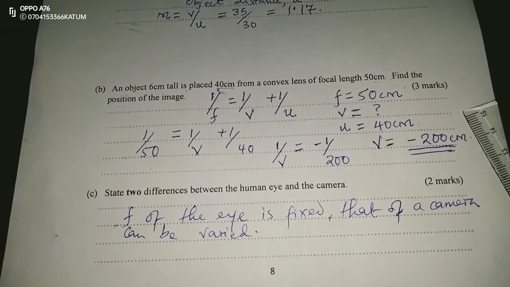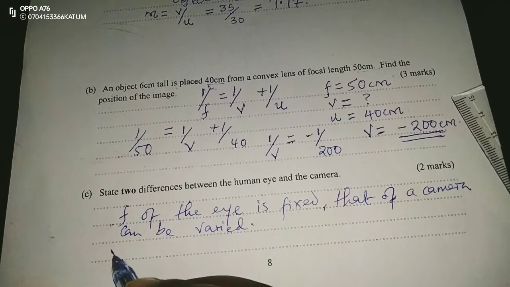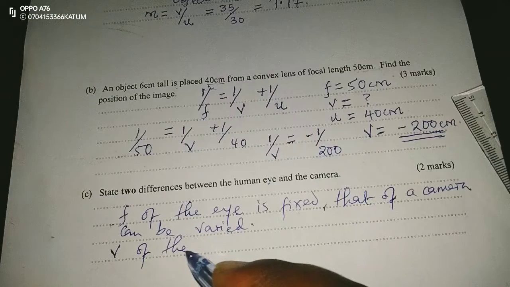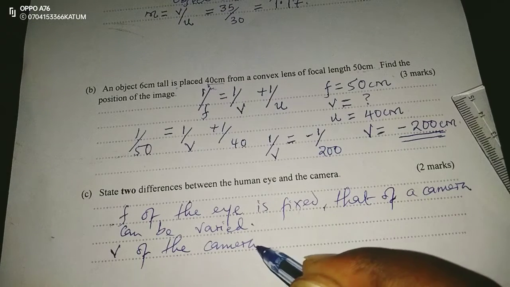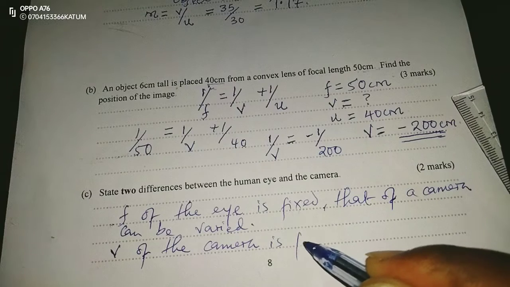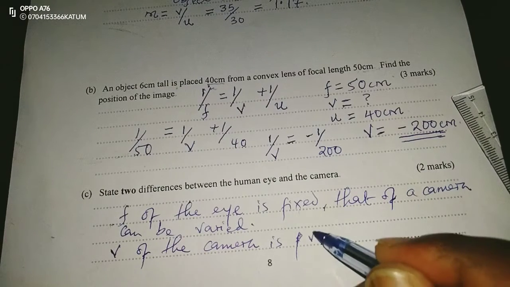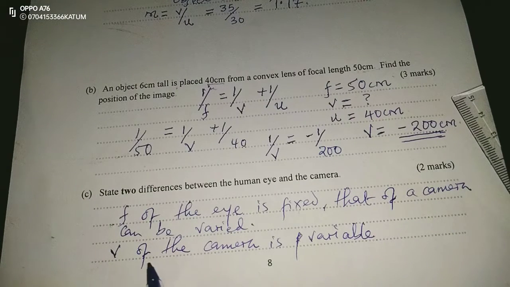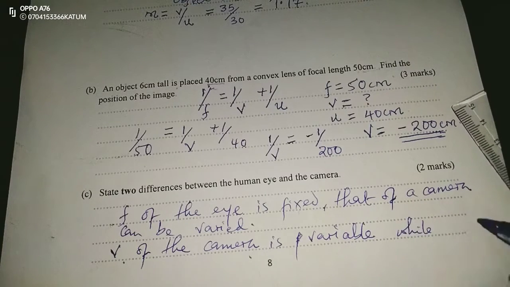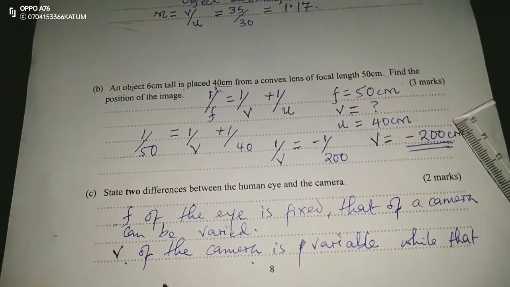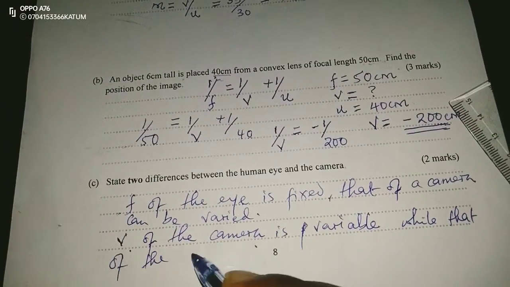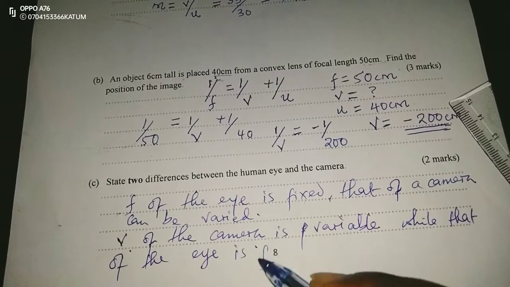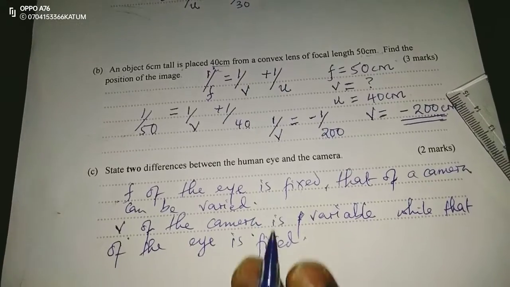Again, about the camera, the image distance of the camera is variable. For the camera, we can adjust the length and hence affect where the image gets formed. It's variable, while that of the human eye is fixed.